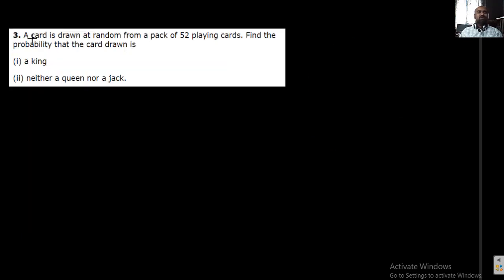Another problem, students. A card is drawn at random from a pack of 52 playing cards. Find the probability that the card drawn is a king. So total 52 cards. How many kings will be there? Actually 4 kings. The required probability is 4 by 52, that is 1 by 13. That is the answer for the first problem.